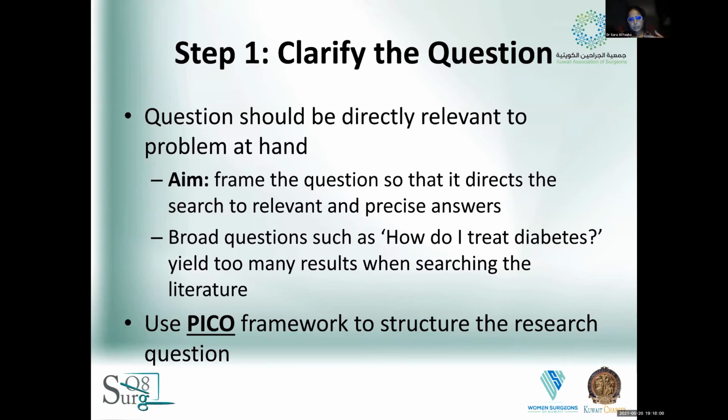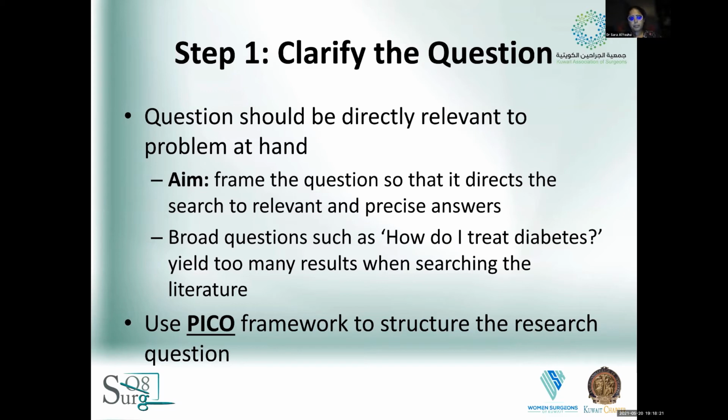So for instance, if you're a medical student and you first started to study a subject, your questions are going to be very vague and open. And that's where you're going to go to textbooks and maybe narrative reviews. But when you're asking foreground questions, you have to be very specific. And what's recommended is that you use the PICO framework.